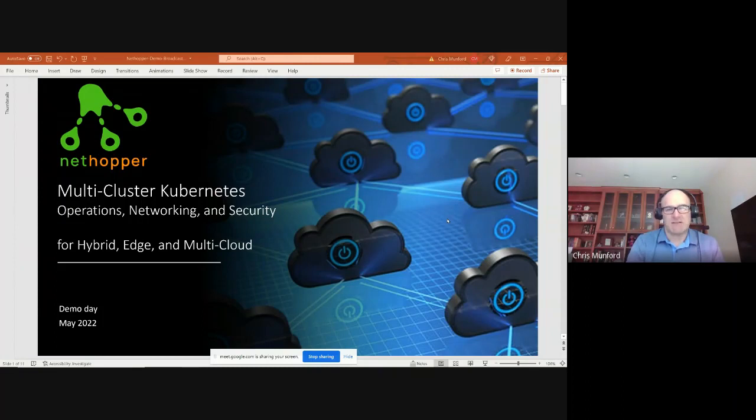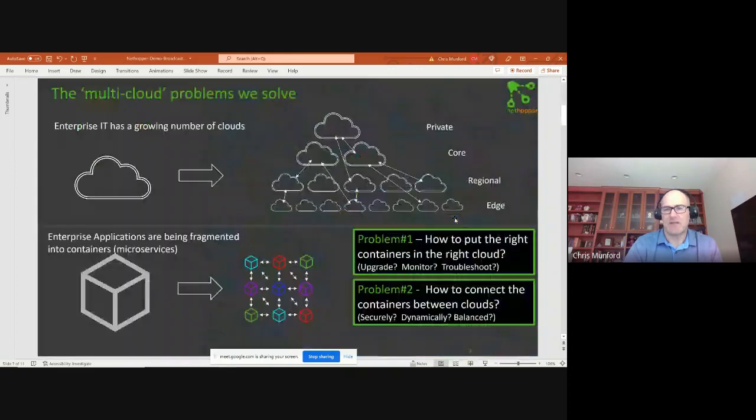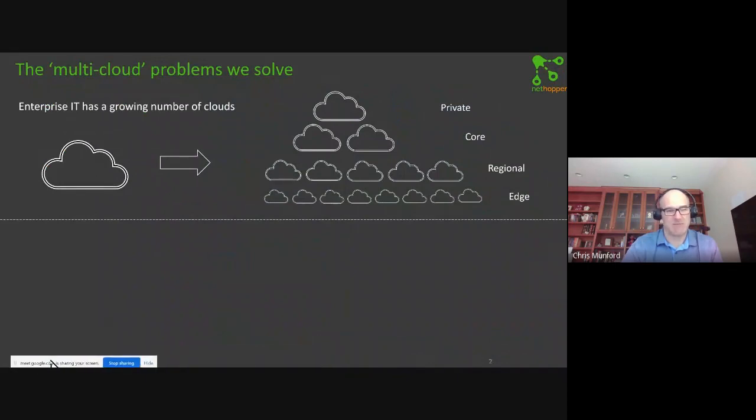This is all about multi-cluster Kubernetes operations for hybrid, edge, and multi-cloud. It's a big space, and there are a lot of problems in it, but we want to talk about two major ones that Nethopper is trying to solve. One is that the number of clouds is growing for most enterprise IT and application teams. It used to be a small number, like one, and now it's a much larger number. Several Fortune 1000 companies have published recently, like a big financial company I won't name, that they have 400 cloud instances. So the number of clouds is definitely growing and not slowing down.